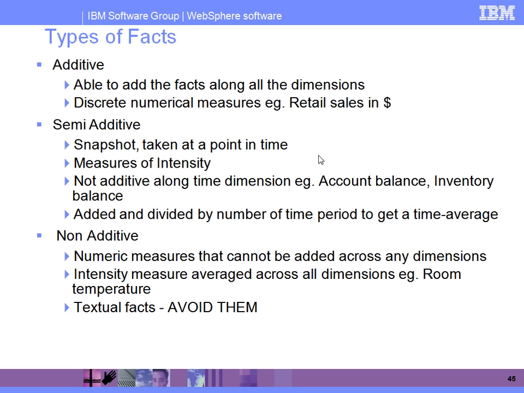Okay, this is about the types of facts available in our warehouses. We now know the different types of dimension tables, and we know the different types of facts. Now we need to understand the next step.